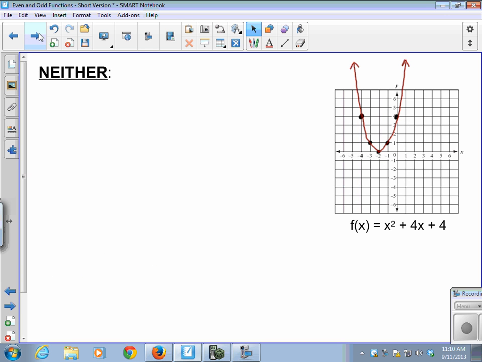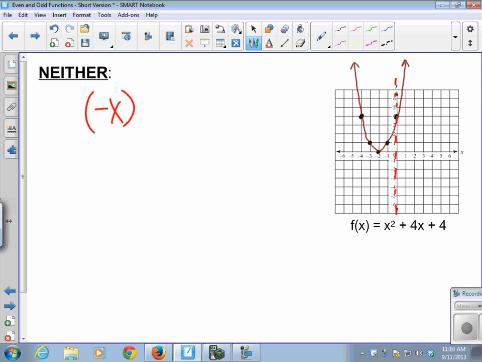Alright, a neither function. So this one is going to have neither, and you can see by the graph that I can't rotate it around the origin because it doesn't even go through there. And I also can't fold it over the y-axis and have it be the same on both sides right here. I wouldn't be able to fold that over and have it be the same. So this is going to be neither, but let's see why when we do the test.